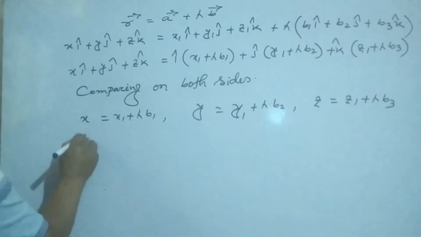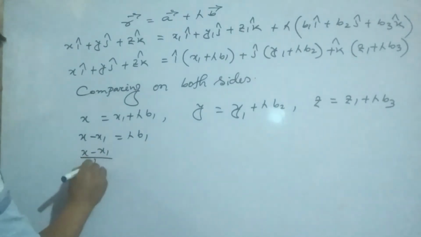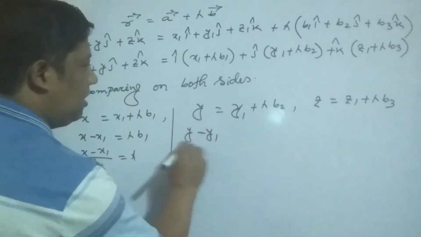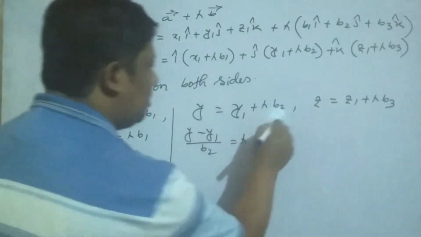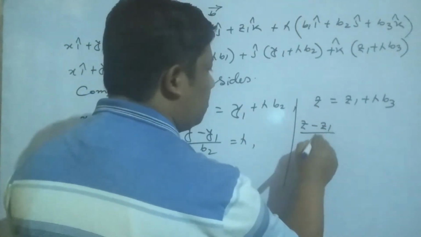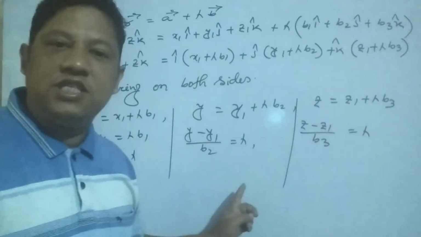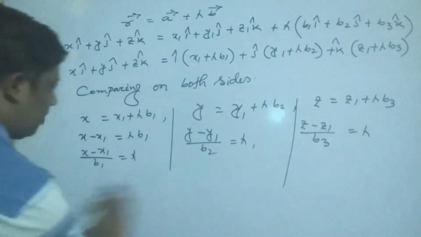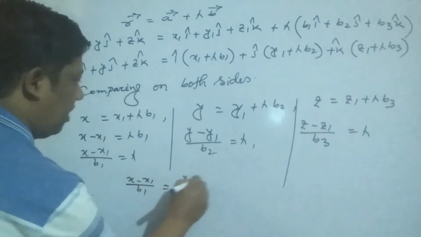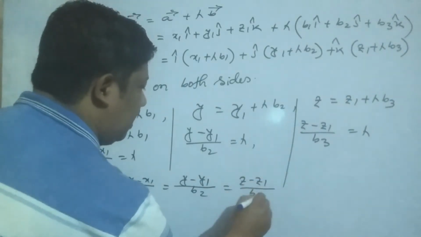Next, x minus x1 equals lambda b1, so x minus x1 upon b1 equals lambda, and y minus y1 upon b2 equals lambda. Next, z minus z1 upon b3 equals lambda. So look, all the lambdas are equal, that means all are the same constant value. That means you can write x minus x1 upon b1, equals y minus y1 upon b2, equals z minus z1 upon b3.